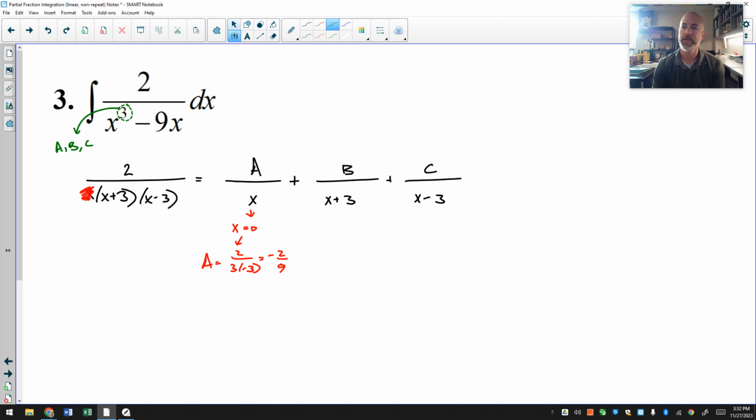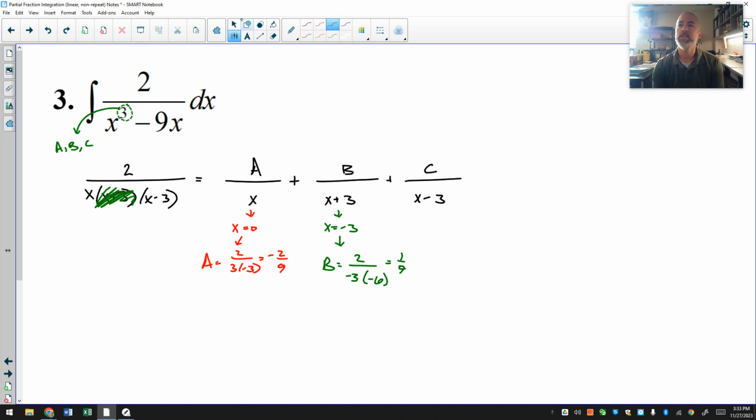B, by the way, I need to restore my fraction over here. For B, x equals negative 3 is going to give me a 0 under my B. So that means B is, I'm going to cover up the factor that was under the B. It's going to be 2 over negative 3 times negative 3 minus 3, which is negative 6. 2 over 18 is 1/9.